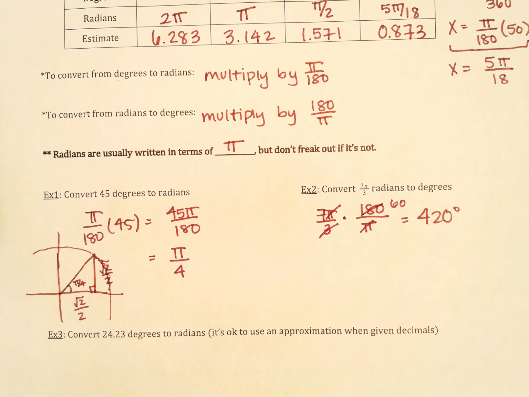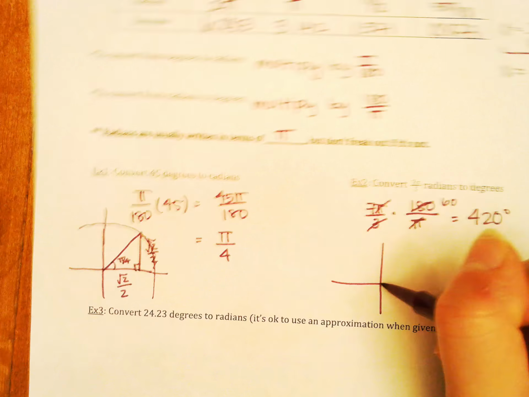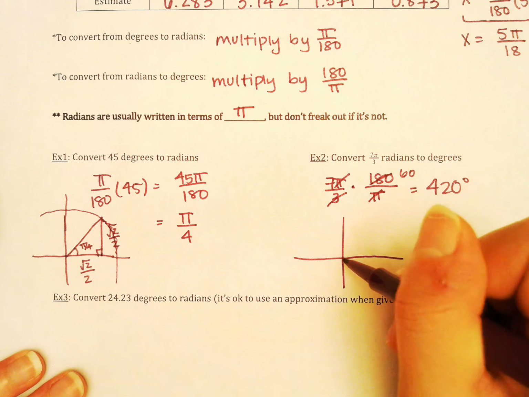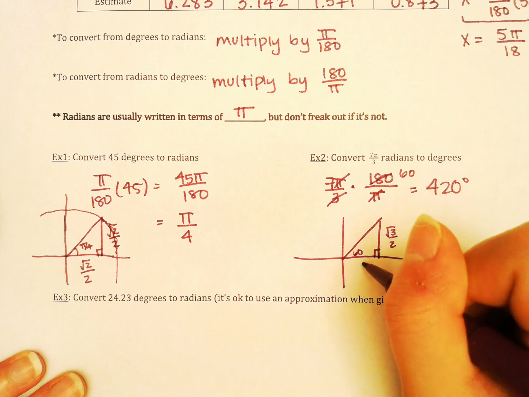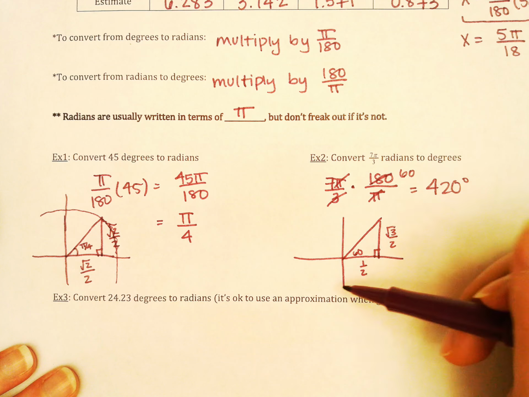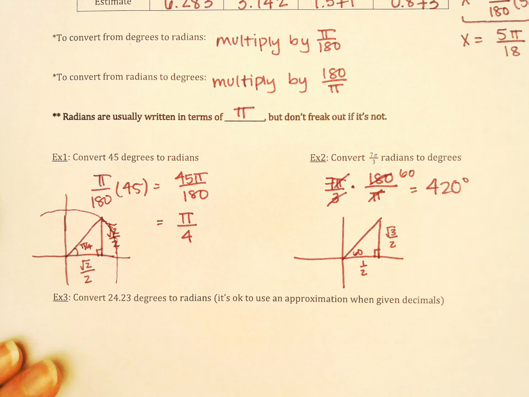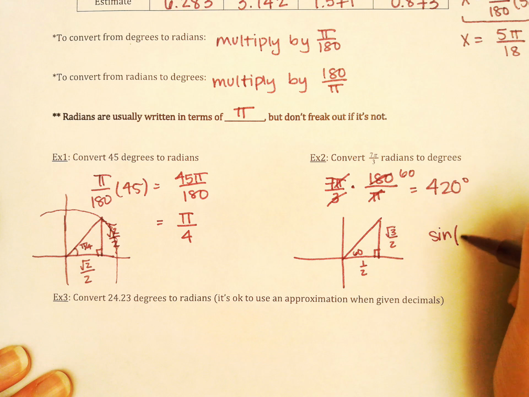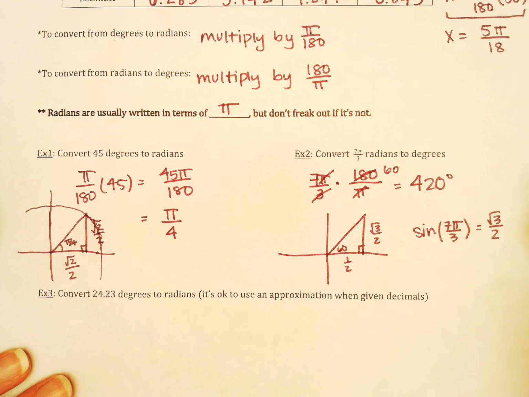So if I wanted to come up with a coterminal angle, I could. If I subtract 360 degrees, I'd get 60 degrees. So again, 7 pi over 3 would correspond to this reference triangle. At 7 pi over 3, we would still have a 60-degree reference angle, but this would be at that length. And I could say sine of 7 pi over 3 would be root 3 over 2, because it's the same thing as a 420-degree angle, which has that coterminal angle with a 60-degree reference angle, which would give root 3 over 2.